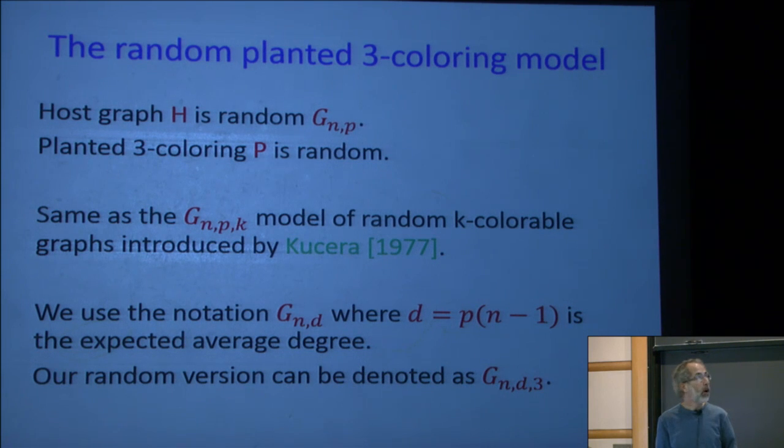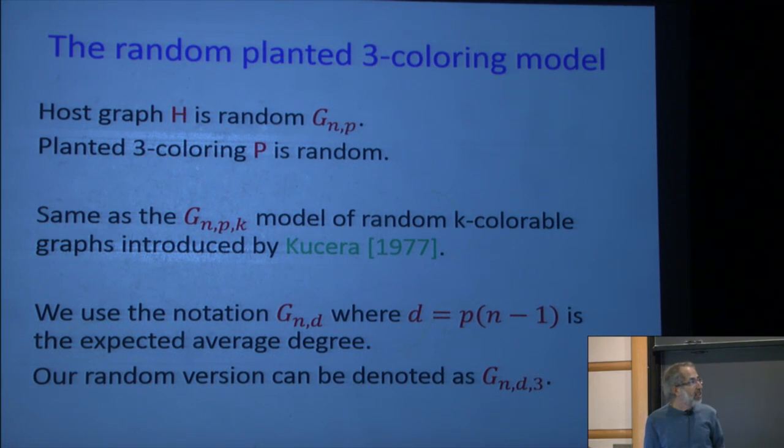So in this case, the host graph, you can think of it as a random G(n,p) graph. So every edge is present independently with probability p. And the planted three coloring is random. Each vertex at random, you give it one of the three colors, and then you remove the monochromatic edges. So this model is exactly the same as a model introduced already in the 70s by Kučera, which was called the G(n,p,k) model. k in our case is 3, the number of colors. That model was described as if you have three color classes which are independent sets, and between them you put edges at random. It's the same thing as what I described.